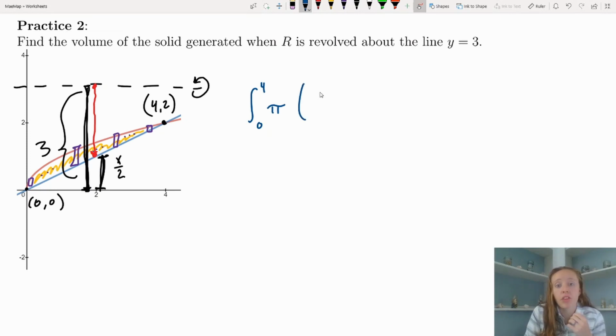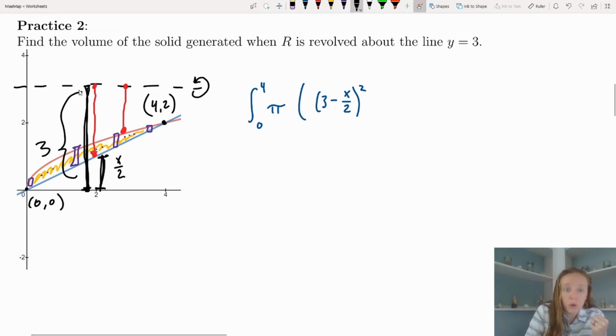So I'm going to have 3 minus x over 2, and I'm going to square that because that's my radius squared. This red line is 3, that total distance, minus the chunk I don't want, which is that x over 2. The same concept is going to apply for our inner radius, except now we're going from that line to the function the square root of x.